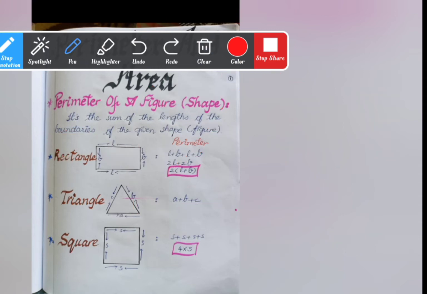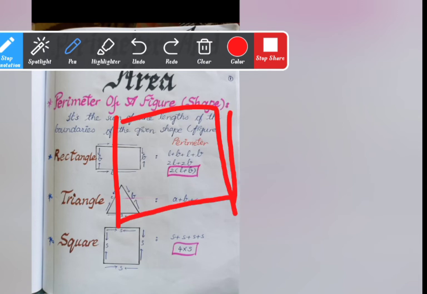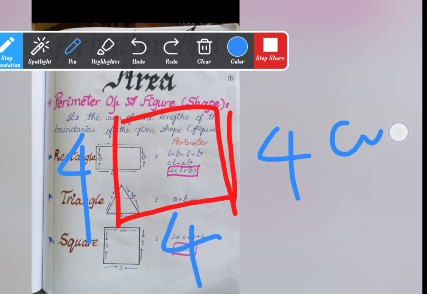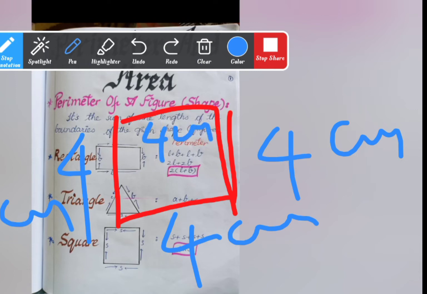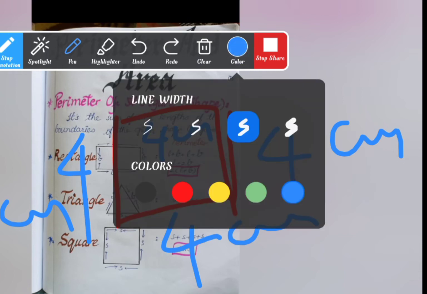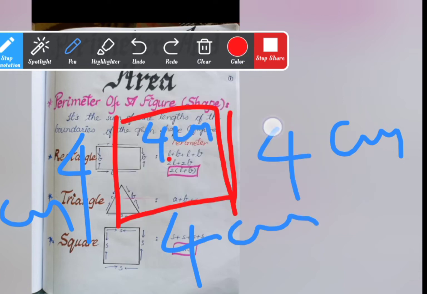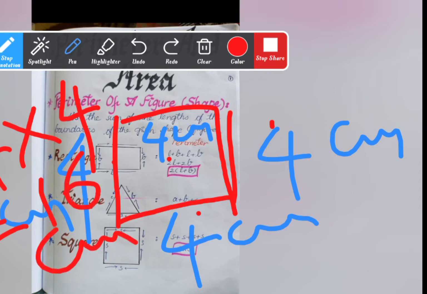So let us take an example. For example, a square is there with the side 4 centimeter each. So what would be the perimeter here? 4 plus 4 plus 4 plus 4. So 4 how many times? 4 times. So 4 into 4. Times means we write into. Already we discussed that in introduction to algebra. So 4 4s are 16. 16 centimeter. So is it clear, girls? Yes, ma'am. Okay.